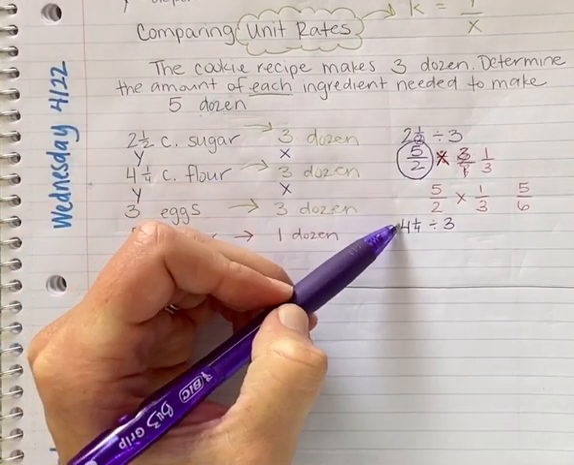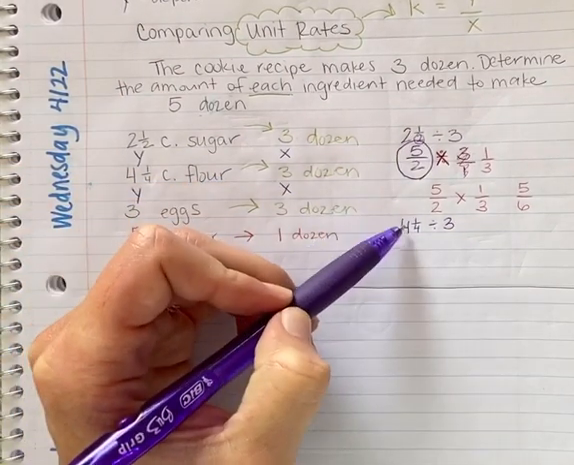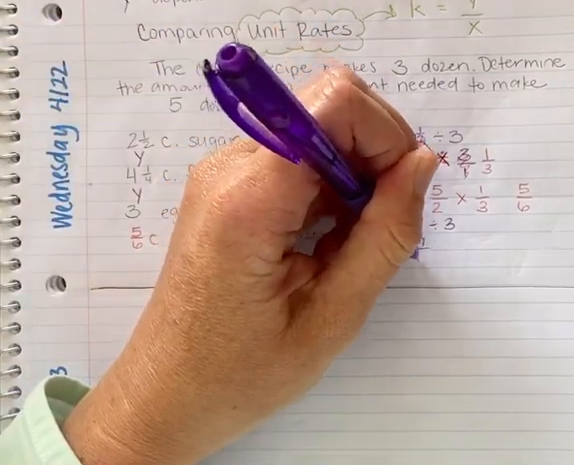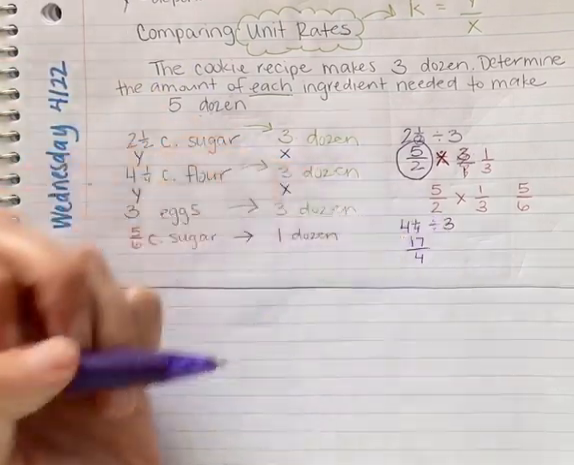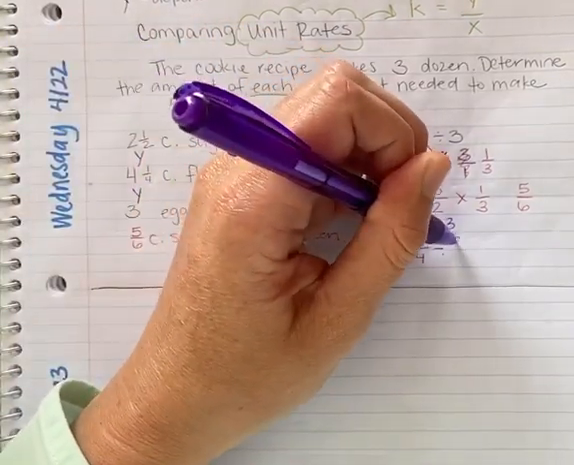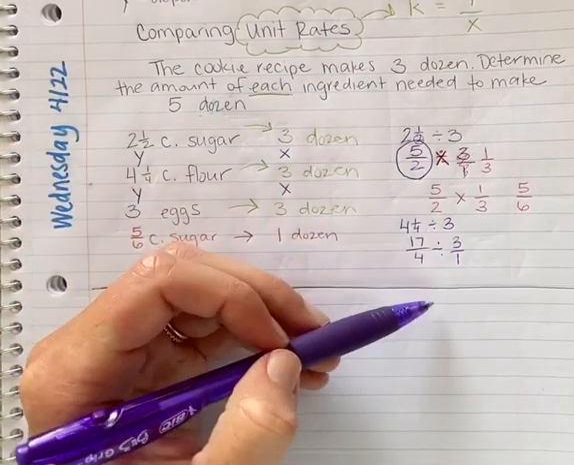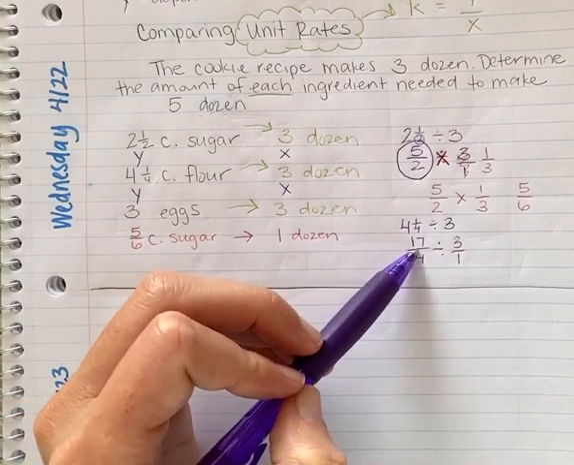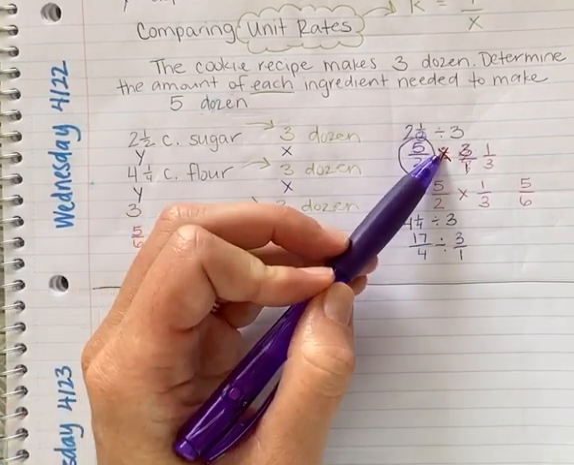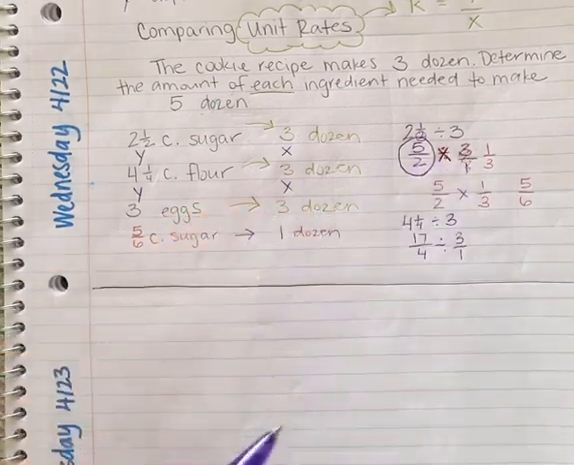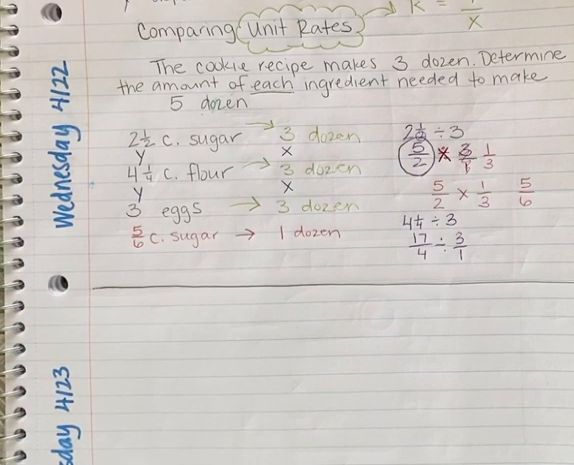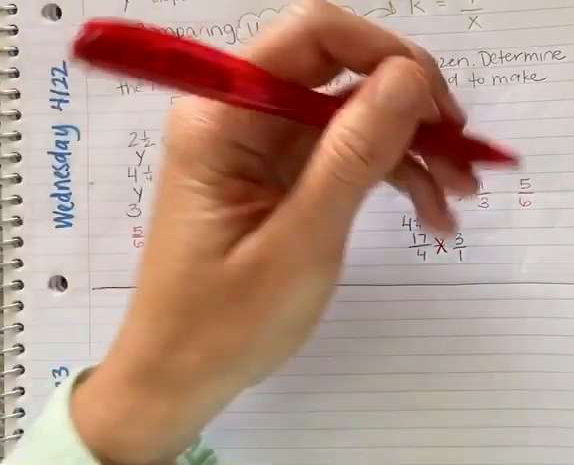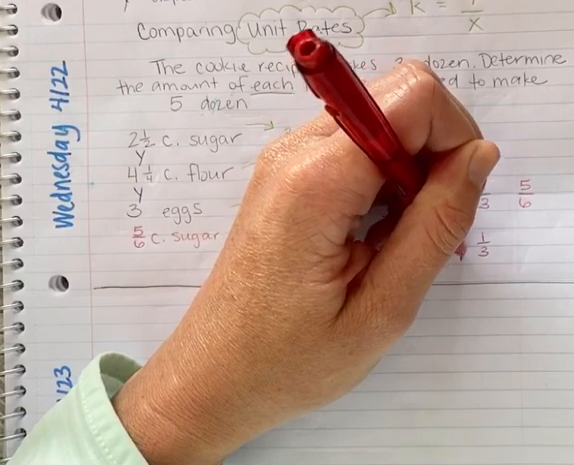Same thing, I need to convert this mixed number into an improper fraction. 4 times 4 is 16, plus 1 is 17 over 4, divided by 3. And 3 is the same as 3 over 1, so I will keep it in fraction form. In order to divide these fractions, I'm going to keep the first fraction, change the division to multiplication, and then flip the second fraction. So that would be 17 over 4 times, not 3 over 1, but 1 over 3.